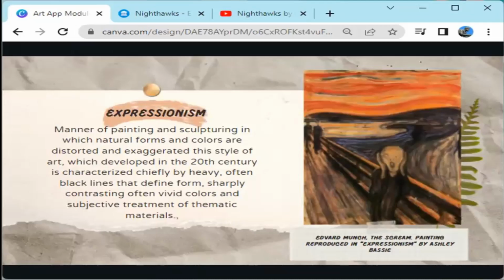chiefly by heavy, often black lines that define form, sharply contrasting often vivid colors and subjective treatment of thematic materials. So gaya ng example na to, reproduction ng work naman ni Edvard Munch na The Scream.